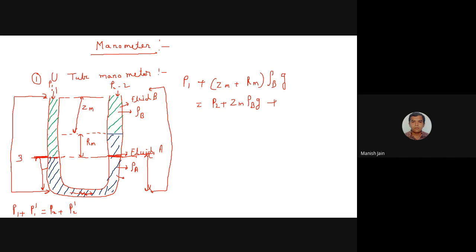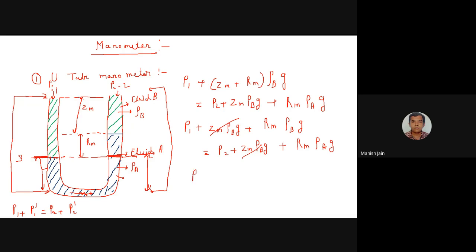Plus, here you have the blue fluid. So here you have Rm multiplied by rho A multiplied by g. Now you just have to balance the equation. When you open this bracket, you will get P1 plus Zm rho B g plus Rm rho B g equal to P2 plus Zm rho B g plus Rm rho A g. So these two quantities will be cancelled out because both are the same.